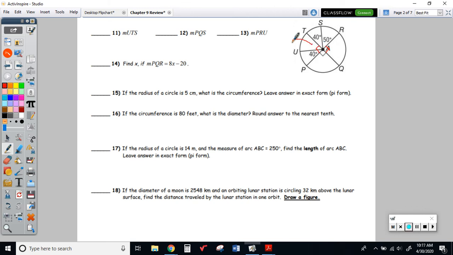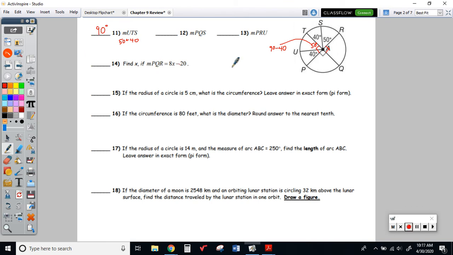And so that means this angle right here would be 50 degrees because that's 90 minus 40. So some work there. You could do 180 minus 90 minus 40 and get 50 as well. You could do it that way. So the measure of angle UTS is going to be 50 plus 40, which ends up being 90 degrees.